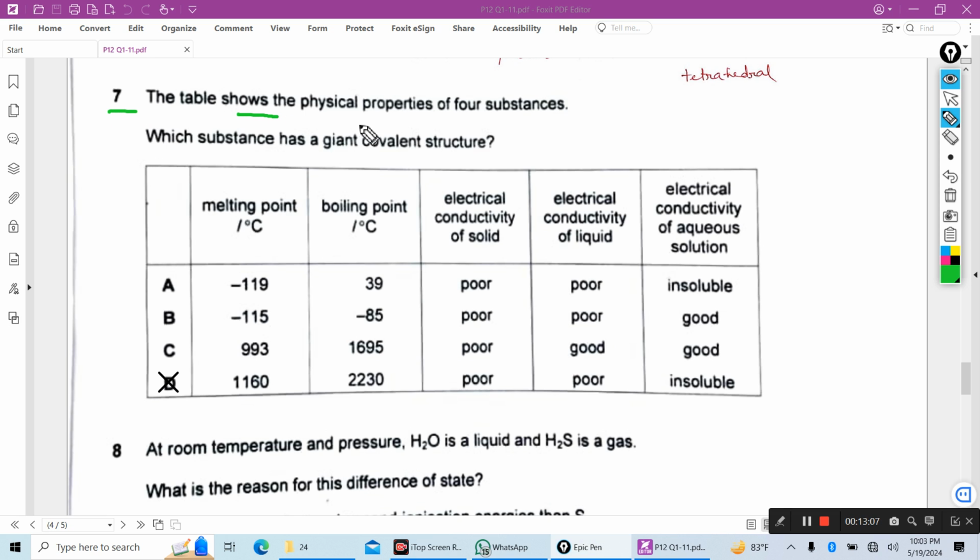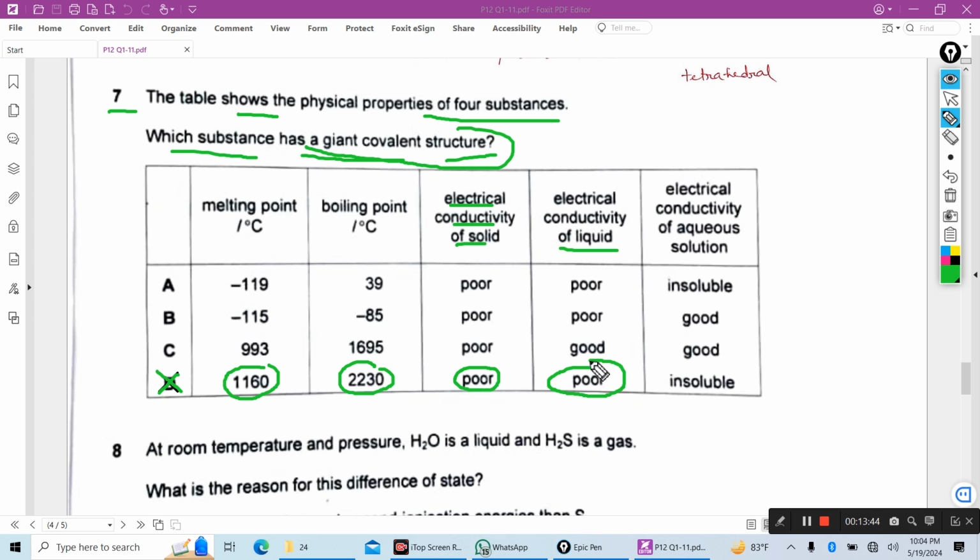The table shows the physical properties of 4 substances. Which substance has a giant covalent structure? So this is the right answer. Why? Giant covalent structure has high melting point and high boiling point. This is true. Electrical conductivity of solid: giant covalent has no free electrons, so electrical conductivity of solid is poor, and also in liquid poor.